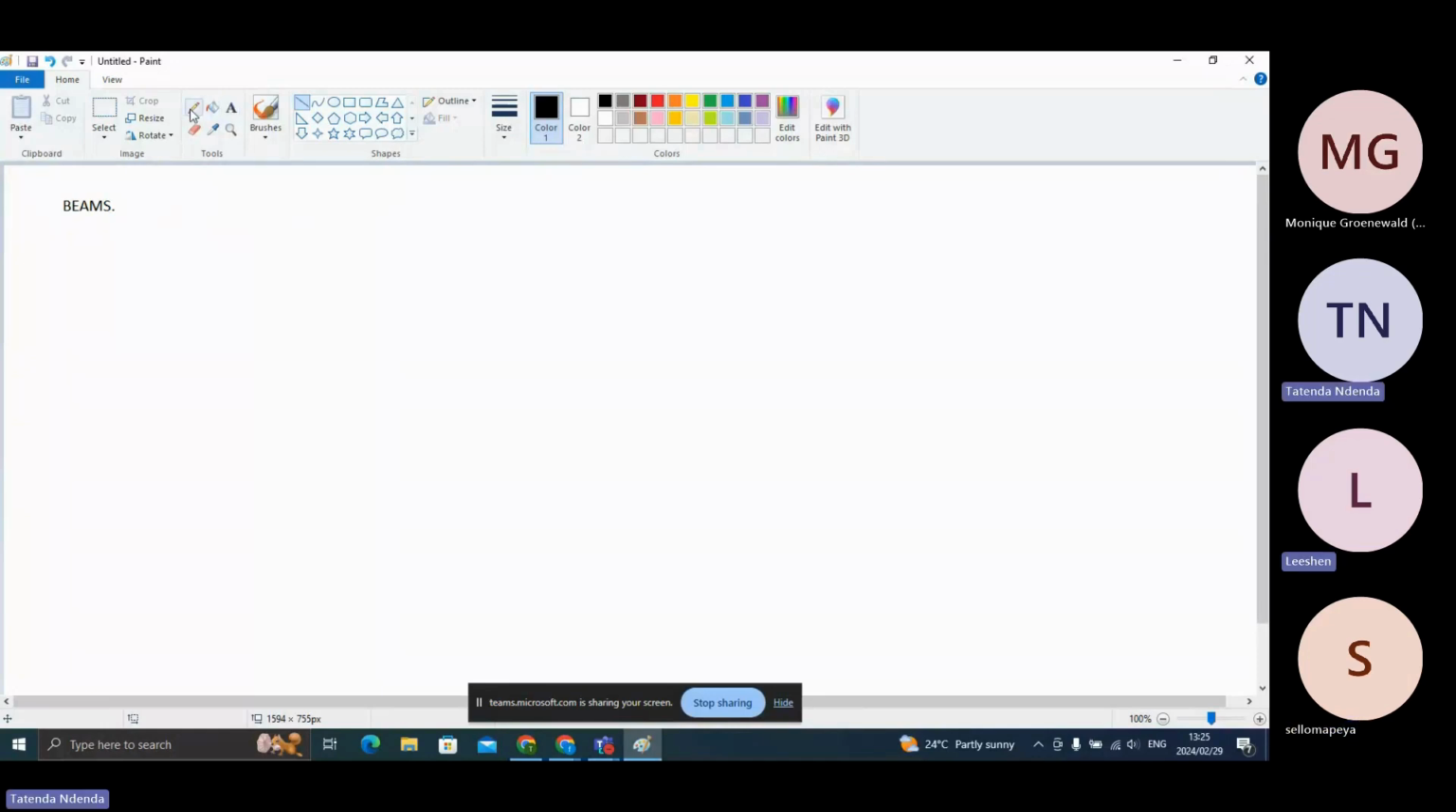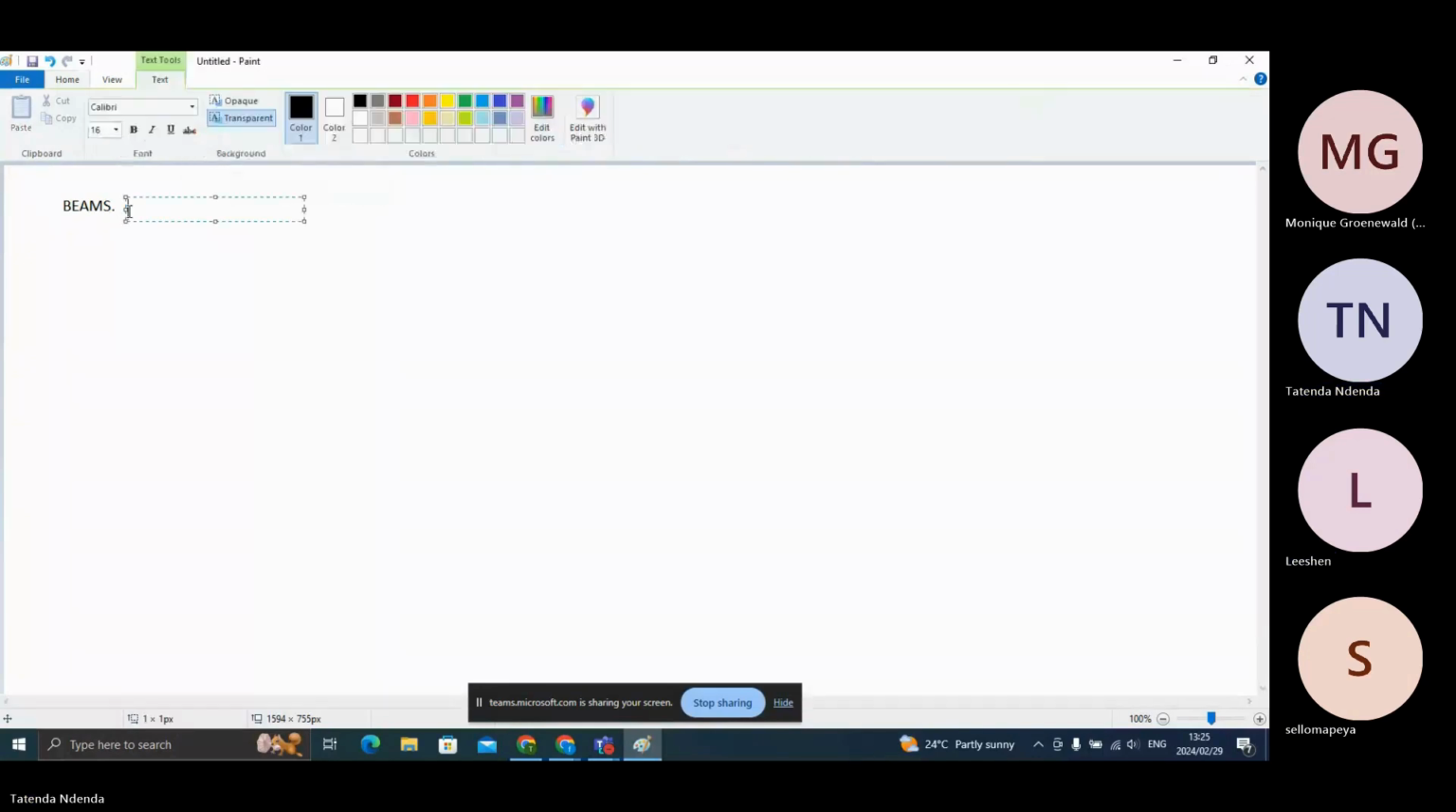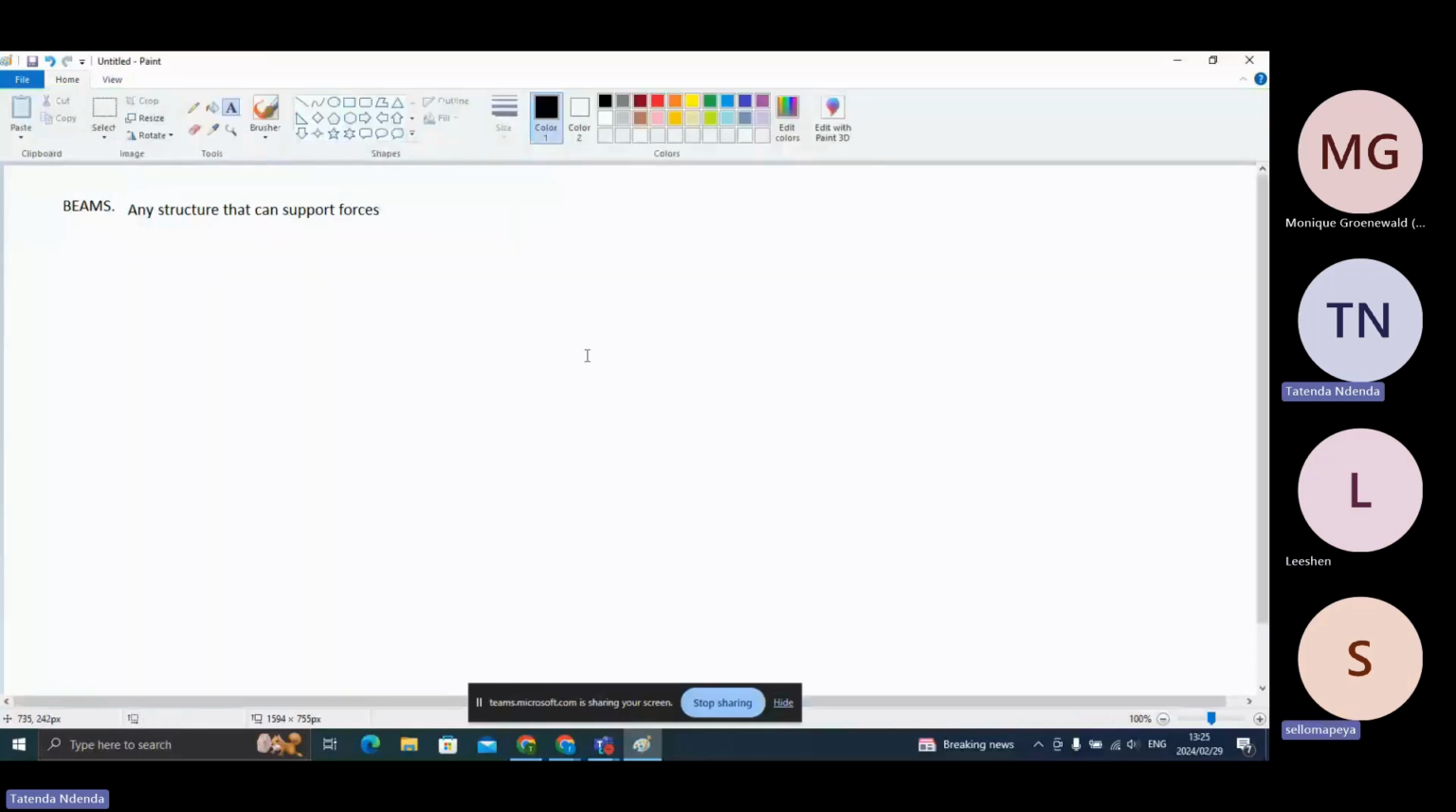Okay, so when we talk about a beam, guys, basically we're talking about any structure that can support forces. Okay, so basically that's a beam. We're talking about structures which are able to support different forces.